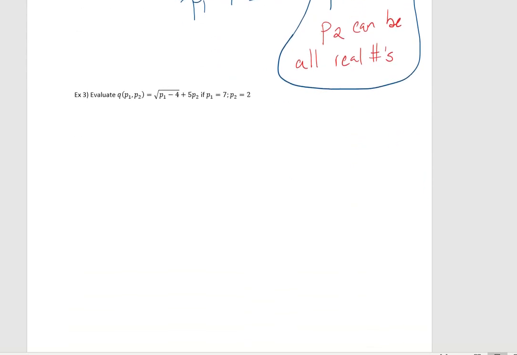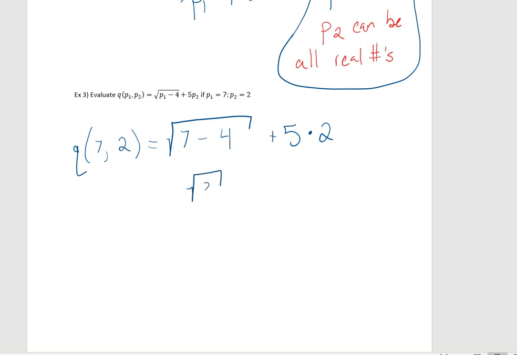All right, now the last example is actually evaluating a function with two variables. We're going to use the previous one. So we're going to have the square root of p1 minus 4 plus 5p2, and we want to evaluate it if p1 equals 7 and p2 equals 2. This is exactly what you think it would be. You're going to plug those values in for their variables. So we're going to plug 7 in for p1, 2 in for p2, and what we're going to get is the square root of 7 minus 4 plus 5 times 2. So 7 minus 4 is going to give us the square root of 3, plus 5 times 2 is 10. So that would be our answer right there.